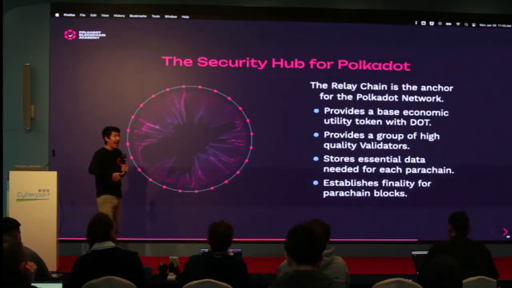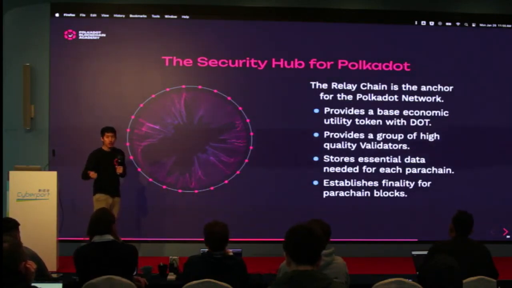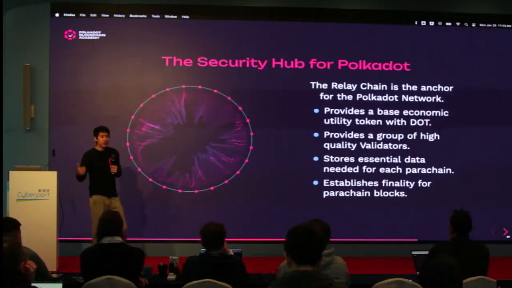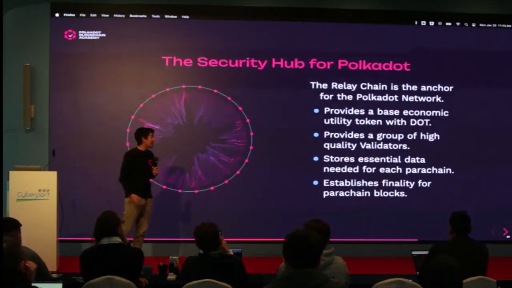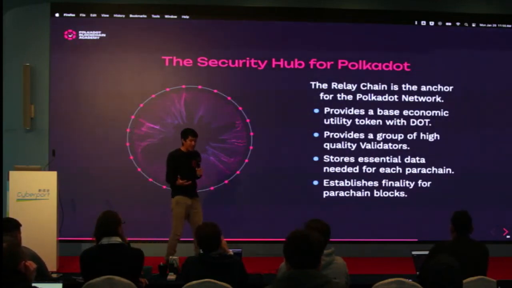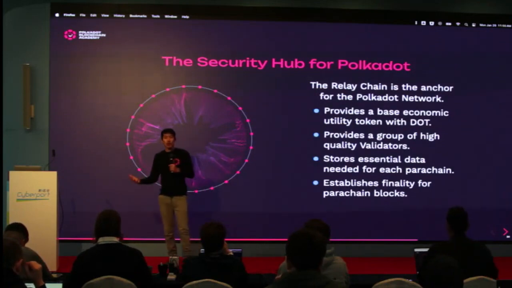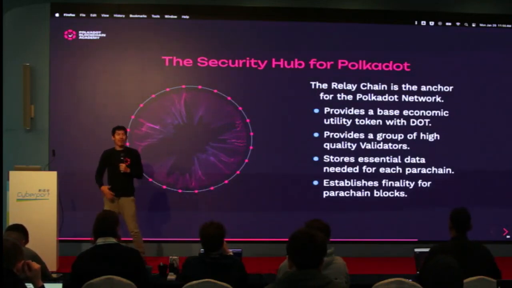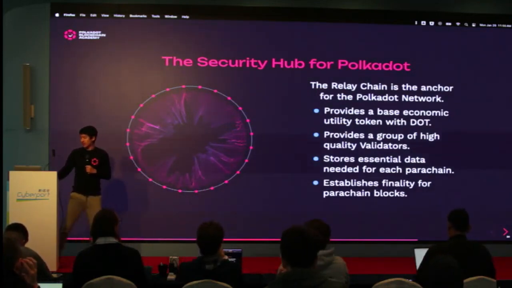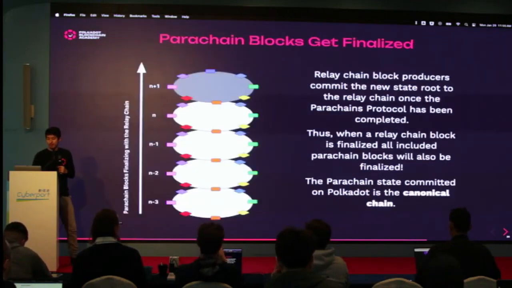So the relay chain has these purposes. It is giving the DOT token, which is security. It is giving the validators through this economic staking system. It is a blockchain itself, so it can store data in a verifiable, immutable way, and it establishes finality. It has its own finality consensus so that it can provide finality to all the other parachains. It is a security hub.